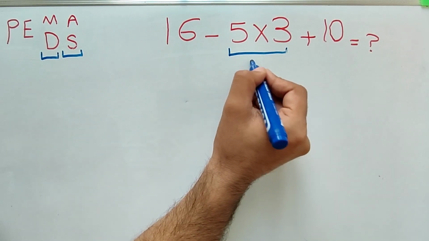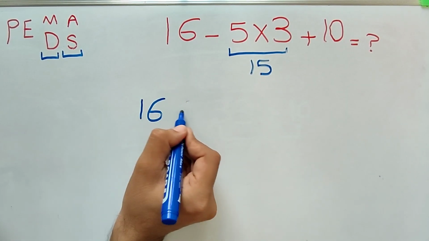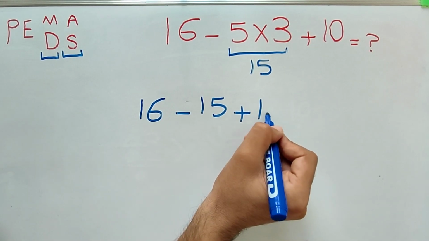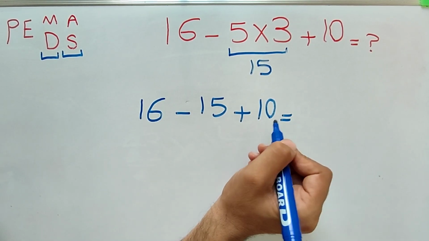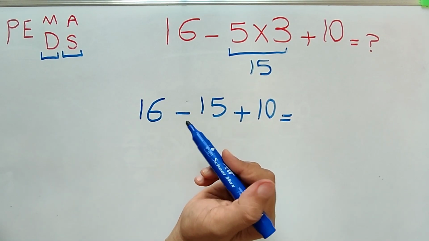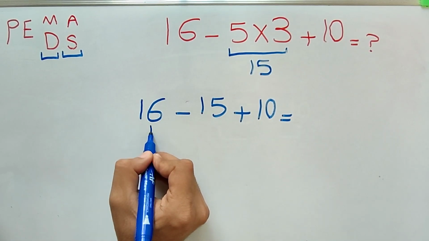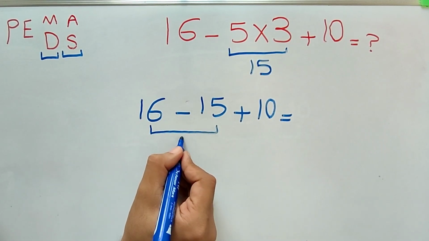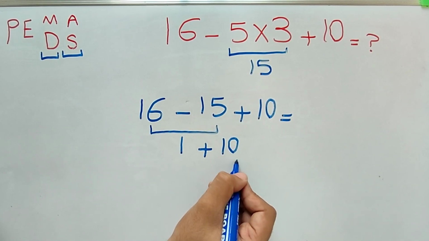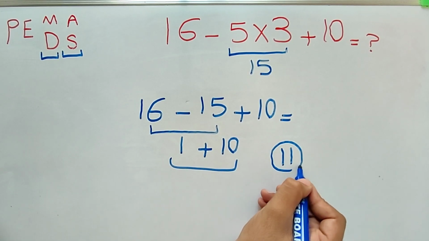5 times 3 gives us 15, and now we have 16 minus 15 plus 10 is equal to. And as we know, addition and subtraction are equally important, so we have to solve this expression from left to right. 16 minus 15 gives us 1, and 1 plus 10 gives us 11. The final answer is 11.